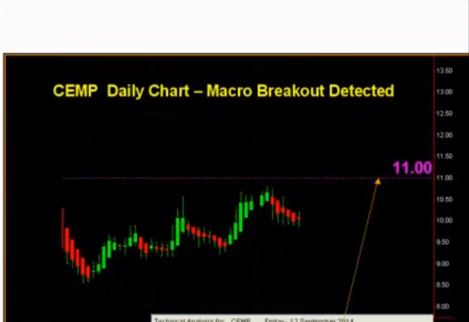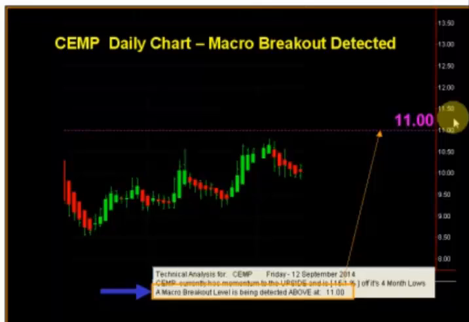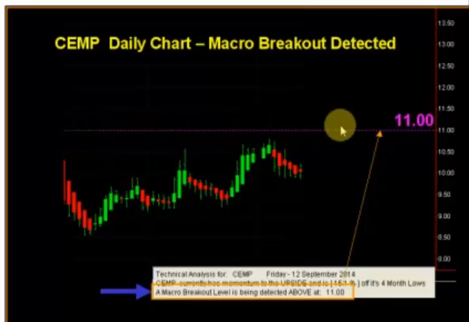Okay, next example. So here's basically what you want to do. This is an example of another stock. The macro breakout level is being detected above at $11. So you go to your chart, you put a line at $11. Notice it really doesn't have to do with your highest highs or lowest lows or anything like that. It has to do with volume profiles and things like that. And there's some other stuff under the cover. So you may see the price near it, or you may not, but it's going to be generated at some point, and you want to just put a line on your chart.